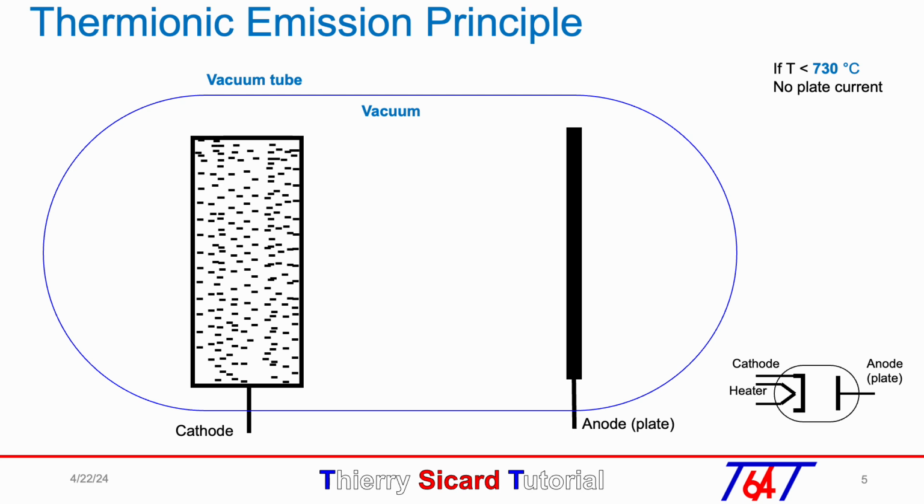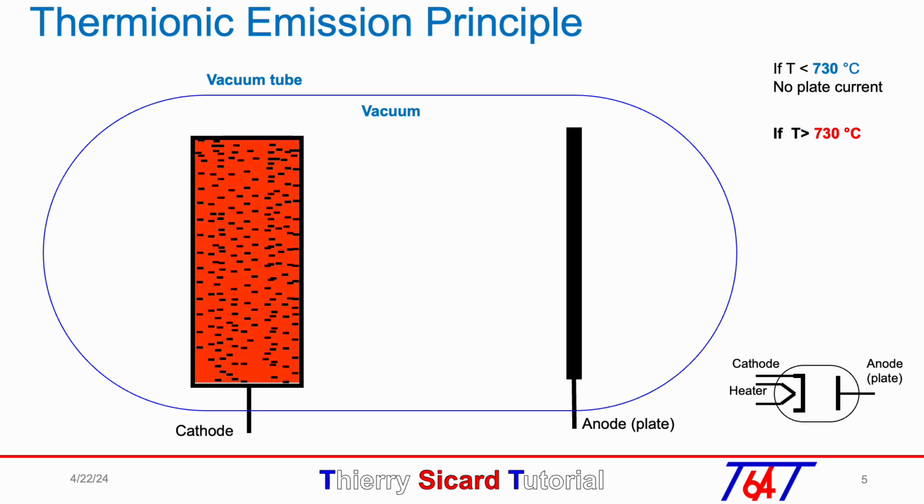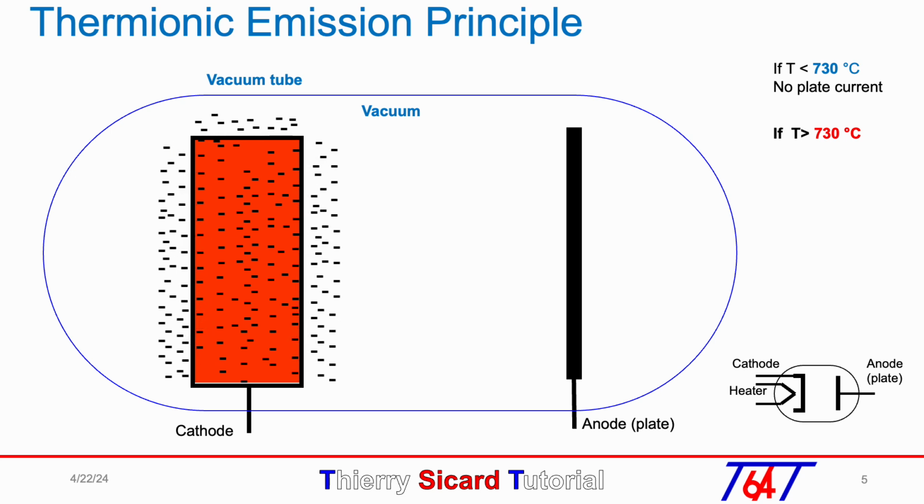If the temperature of the cathode is less than 730 degrees C, we will not get any anode current. If the temperature becomes higher than 730 degrees, due to thermal agitation, some electrons will get out of the solid, meaning the cathode, and stay around the solid in the vacuum. Typically, the vacuum tube was around 1800 degrees with its characteristic orange color.